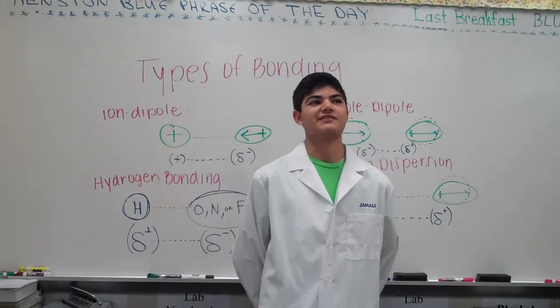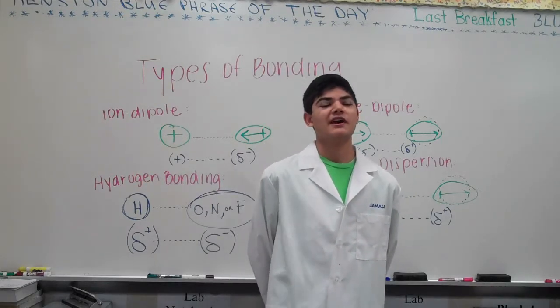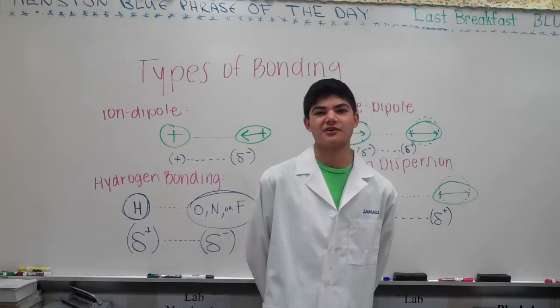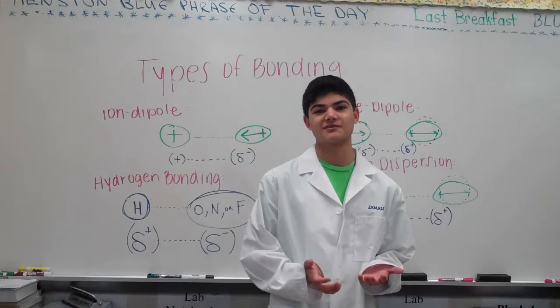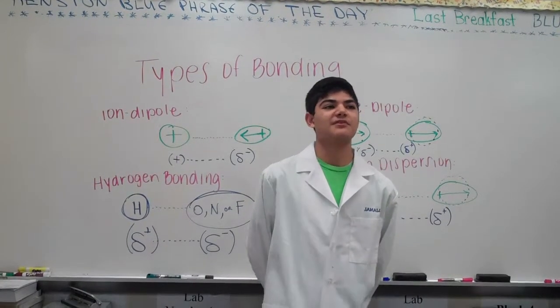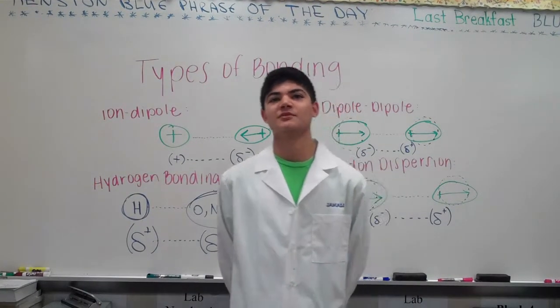These attractive forces exist between two nonpolar molecules. Neither of the molecules is polar, which is why the forces are the weakest. Some examples are Cl2 and bromine.